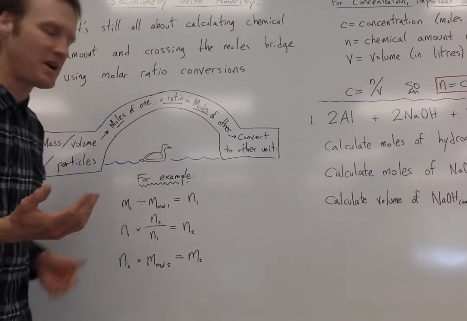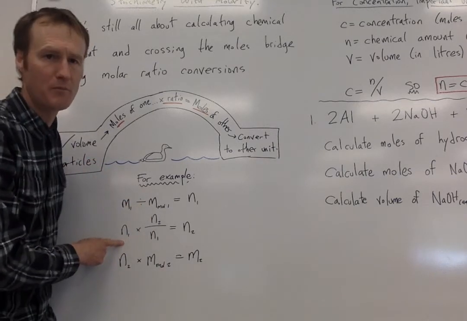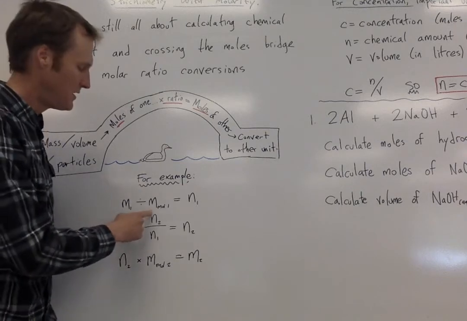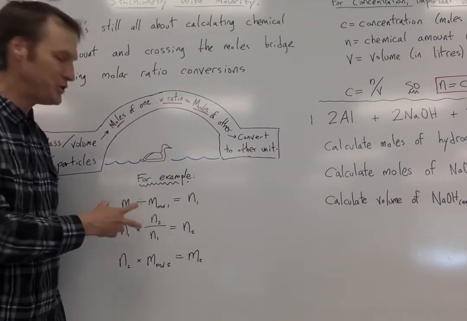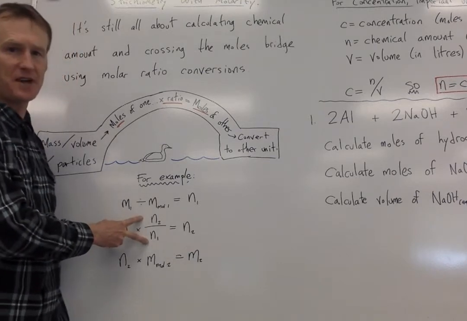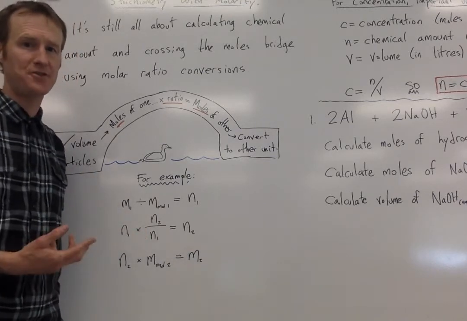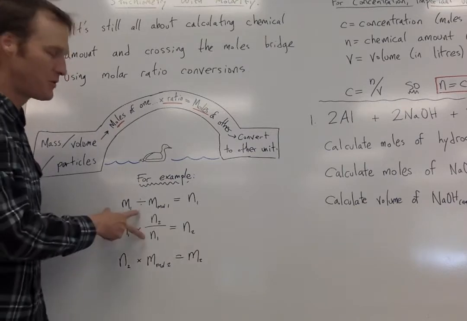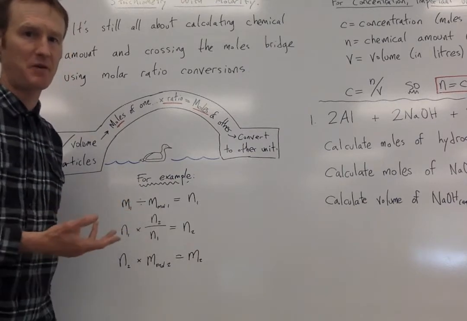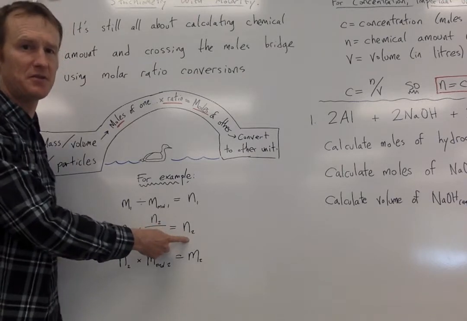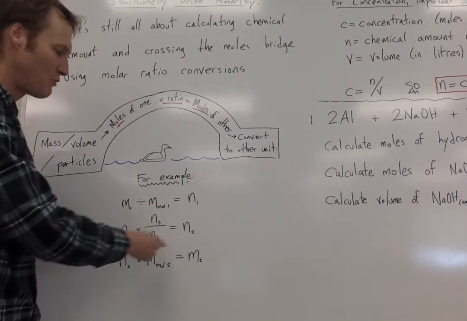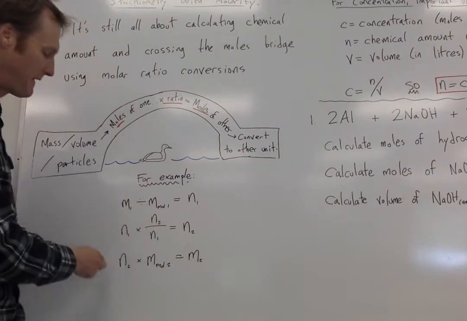Here's the way that would play out. Number of moles of substance 1 times the number of moles of substance 2 divided by moles of substance 1. And you get this fraction, this ratio, from the balanced chemical equation. So it's going to be a fraction, or sometimes it'll simplify to a whole number, and that'll give you your moles of substance 2. So it's right here where we're crossing that moles bridge.